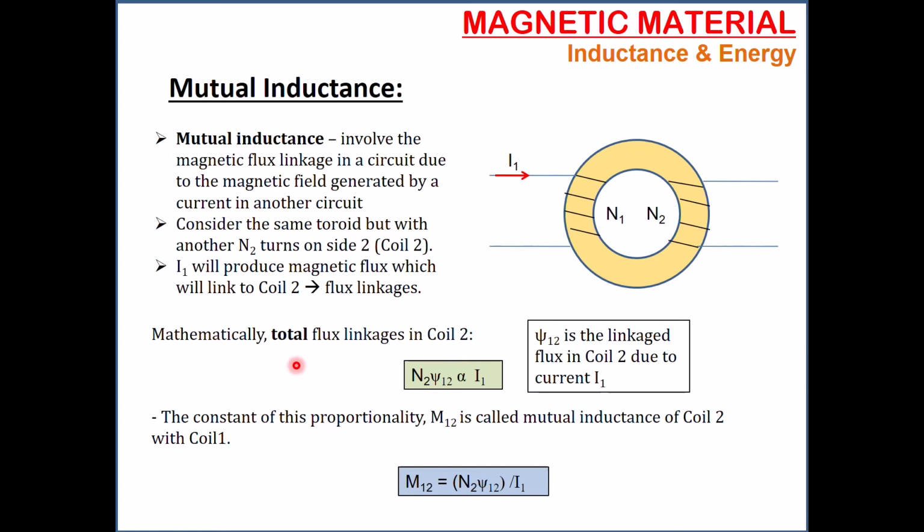Mathematically, the total flux linkage in coil 2 equals N2 times flux 12, which is proportional to the current I1. Flux 12 is the linkage flux in coil 2 due to current I1. That is the definition. The constant of this proportionality, M12, is called the mutual inductance of coil 2 with coil 1. M12 is equal to N2 flux 12 divided by I1.